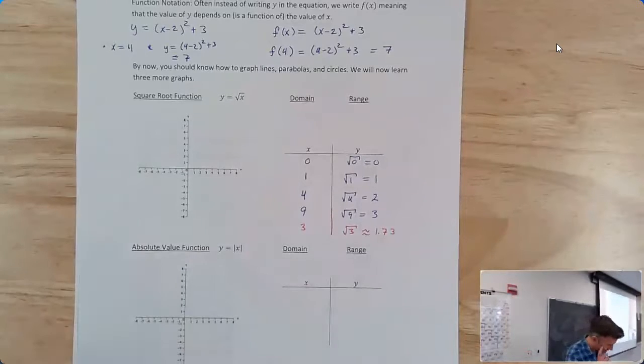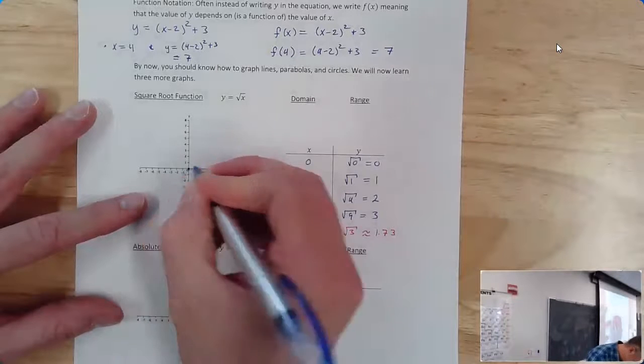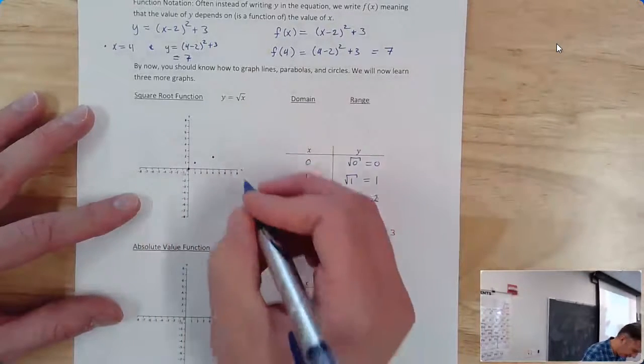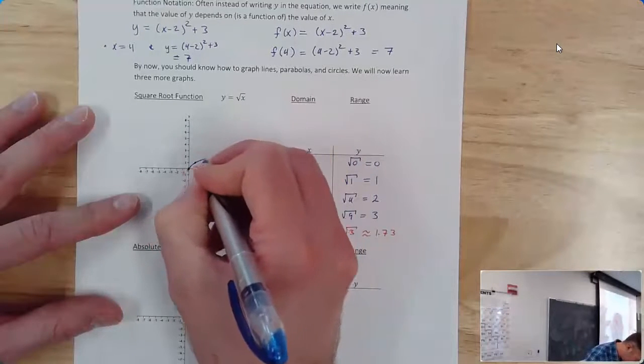So plotting these points on my very tiny XY coordinate system here. I got (0, 0), I got (1, 1), I got (4, 2), and I got (9, 3). And it's going to look like this.